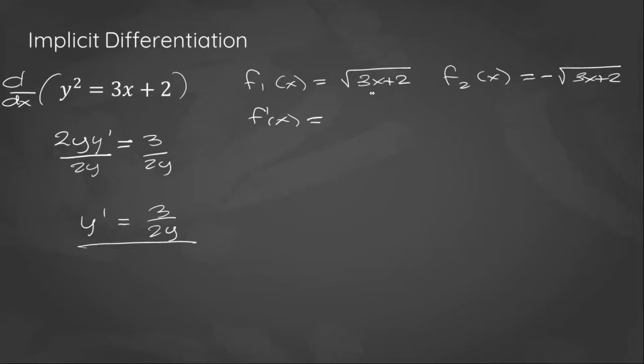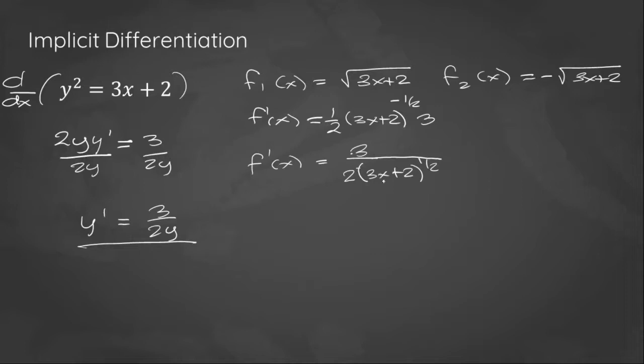So in this case, we have f prime of x. The derivative of the square root of 3x plus 2 is simply 1/2 times 3x plus 2 raised to 1/2 minus 1, which is negative 1/2, and the derivative of our inside function according to the chain rule is 3. So we have f prime of x is equal to 3/2 over 3x plus 2 raised to 1/2. Now notice that the square root of 3x plus 2 is simply our y. So we have f prime of x is equal to 3 over 2y. Hence we have the same answer.